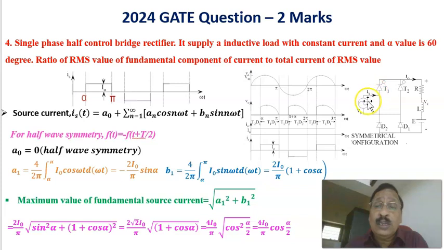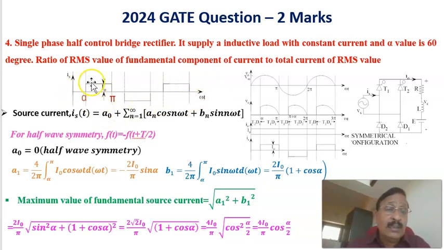Therefore, if you look into the input current, from alpha to pi, the current will be positive. Here it is zero current. Again, from pi plus alpha to 2 pi, there will be negative current. Therefore, this is the current waveform at the input side, plus I0 from alpha to pi, and minus I0 from pi plus alpha to 2 pi. The question is what is the RMS value of the fundamental, and its ratio to the RMS value of the total current, that is to be found out.